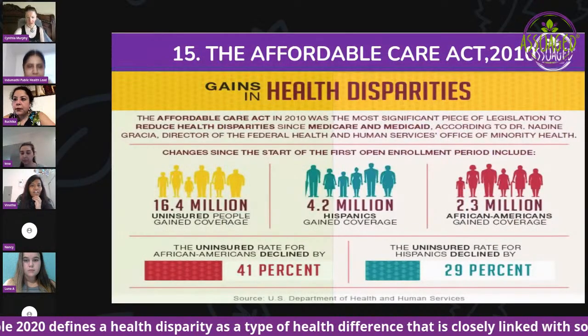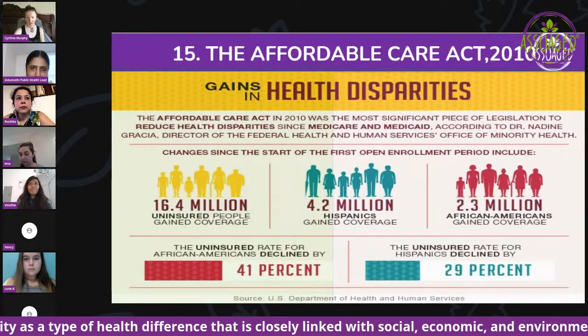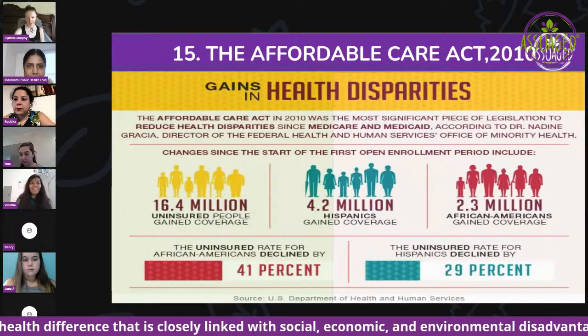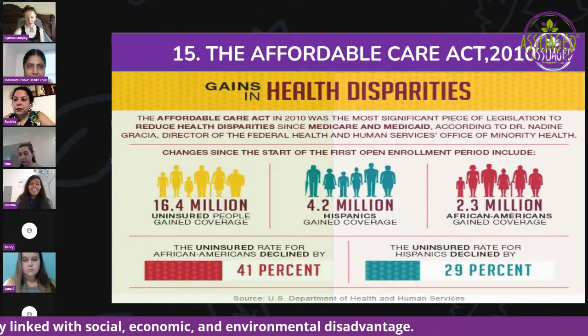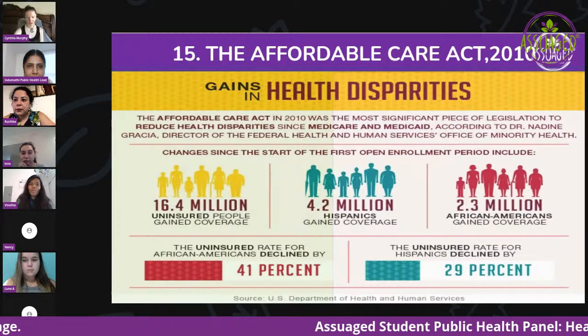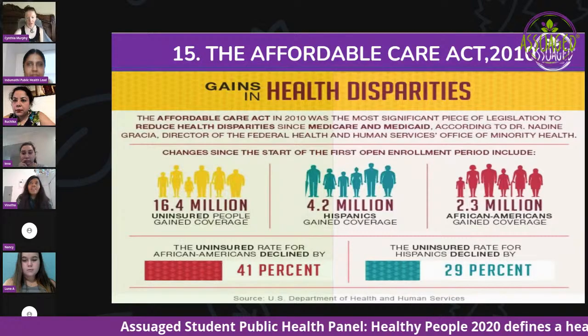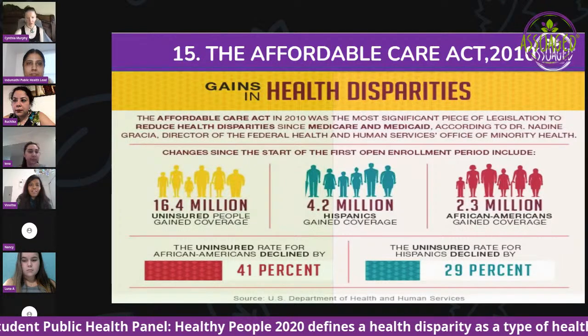So let's go into the Affordable Care Act. So yes, it has been with us for 10 years. So it's quite an exciting thing because it is definitely helping a lot of communities to overcome barriers and be able to access health insurance. So it is definitely something to be welcomed, and everybody should be aware of it.